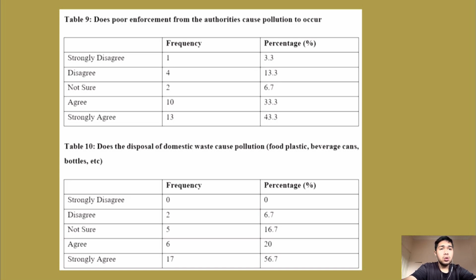Next, Table 10 shows the question about whether the disposal of domestic waste causes pollution. Most respondents answered strongly agree, which is 17 respondents. According to ISA 2021, waste such as food containers, water bottles and empty beverage cans, including wine cans, are scattered and left on the shoulder of the road, on tables and chairs without being thrown into the provided bins.